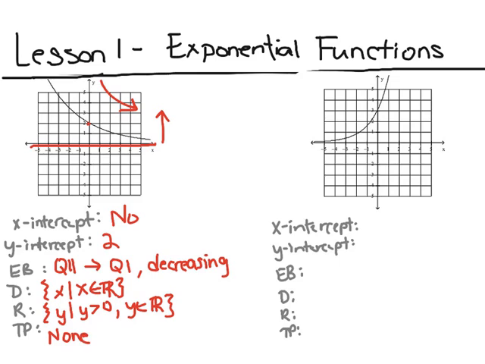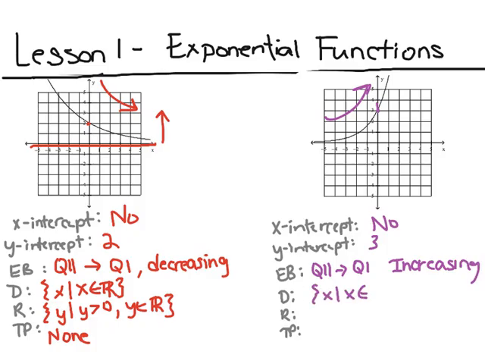So for the other one, we have no x-intercepts. Our y-intercept is at 3. Our end behavior again goes from quadrant 2 to quadrant 1. But this one goes up, so it is increasing. Domain is x such that x is an element of the real numbers, and the range is the same as well, y such that y is greater than 0, an element of the real numbers. And there are no turning points.